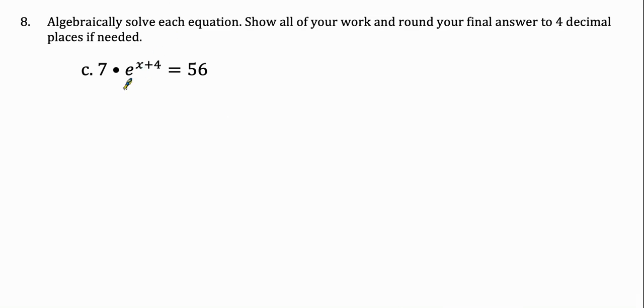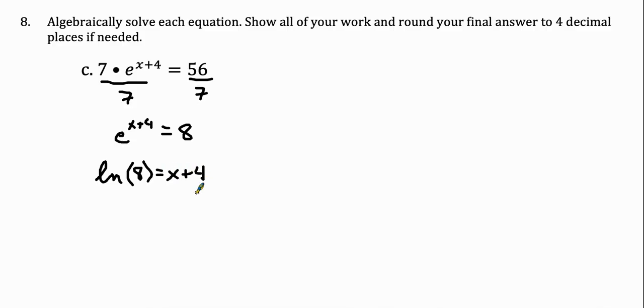On the next one, same process. Start by dividing both sides by that coefficient of 7. 56 divided by 7 is 8, and at this step I can rewrite this as a log. So this would become log base e, or we know log base e is the natural log. So natural log of 8 equals my exponent of x plus 4.